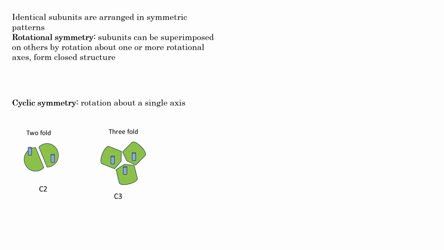So it looks like this. This is a twofold and this is a threefold rotation, and they rotate around a single axis. That means around a single axis, if they rotate, they can superimpose on each other. For example, hemoglobin has four subunits, 2 alpha and 2 beta. If they rotate along this axis, this alpha can come and superimpose on this one, and this beta can come and superimpose on this one. So by rotation around a single axis only, they can superimpose on each other. So hemoglobin has twofold symmetry.